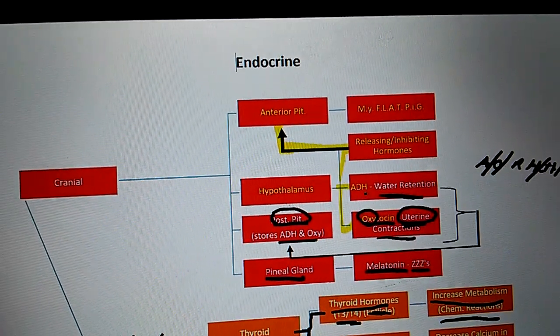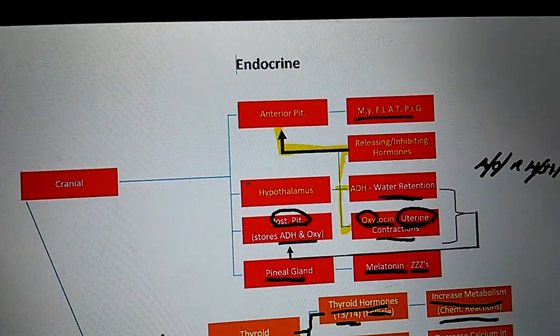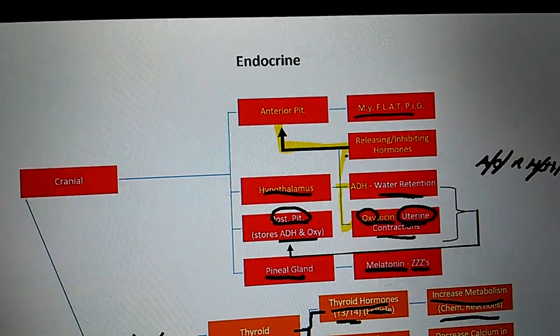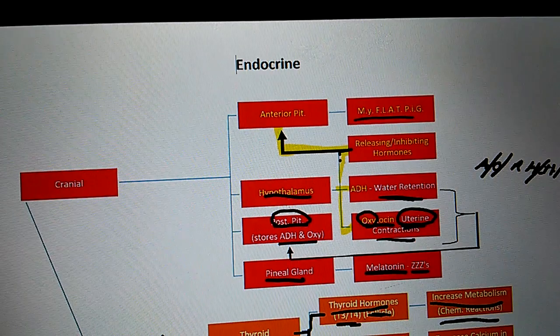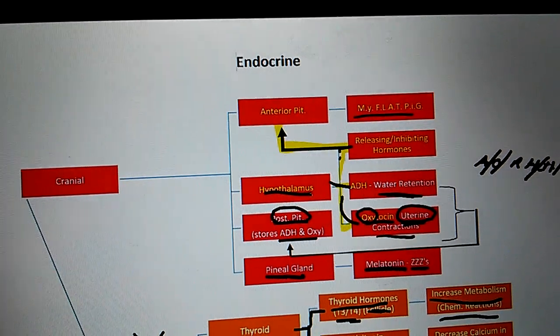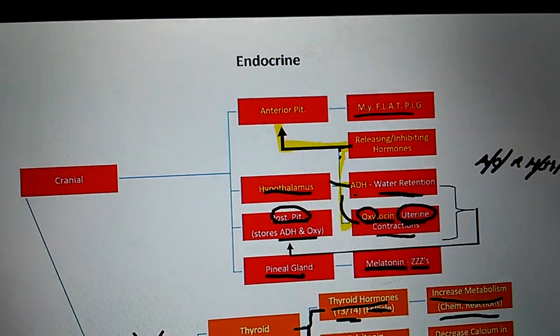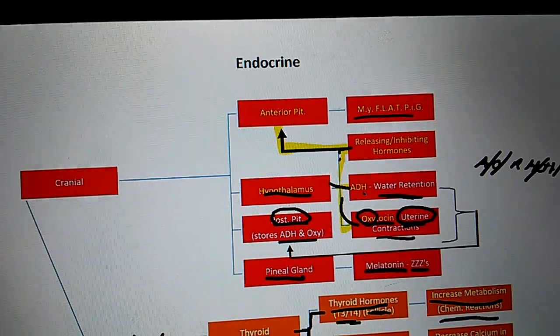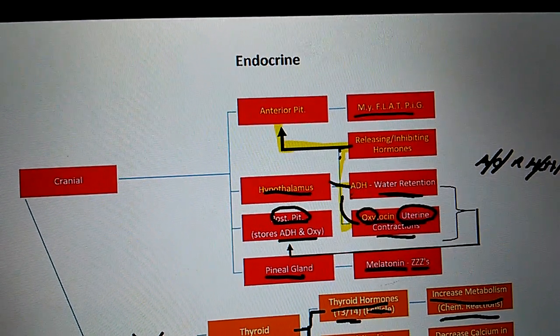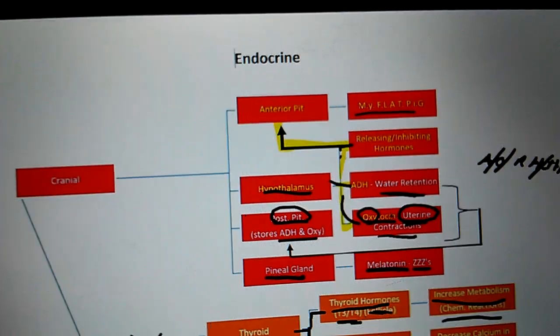Okay. The anterior pituitary produces what? The hypothalamus produces what? Releasing hormones, inhibiting hormones, ADH, and oxytocin. What's the function of ADH? Water retention. What's the function of oxytocin? Uterine contractions.